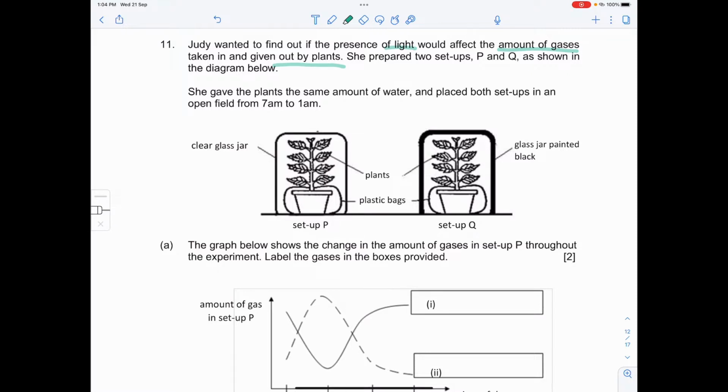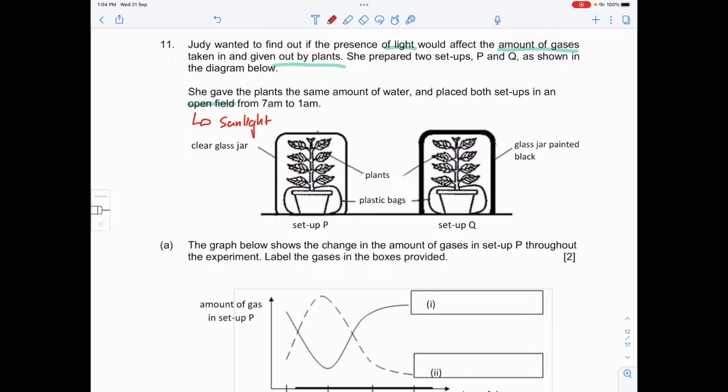Okay? So she prepared two set ups, P and Q, as shown in the diagram below. She gave the plants the same amount of water and placed both set ups in an open field from 7 a.m. to 10 a.m. Now the open field here signifies that there is actually sunlight. Okay, it is not there for fun. It's there to tell you that, oh, there is sunlight.